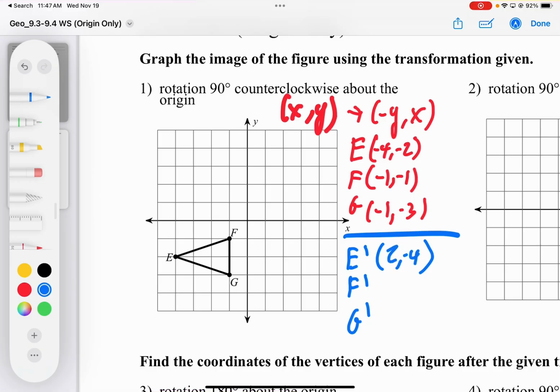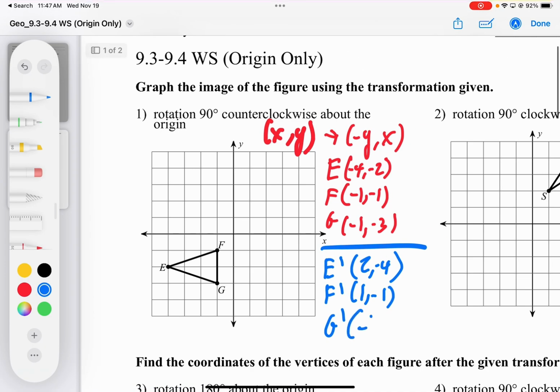And then F prime is negative 1, negative 1. So I swap those and change the sign of the one that lands in the first spot. Positive 1, negative 1. And then G prime, you guys tell me. Swap, change the sign of the first one. Positive 3, negative 1. Good. Any questions about how Molly got that?